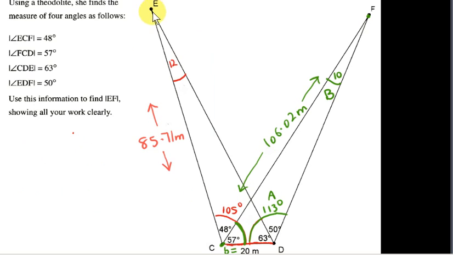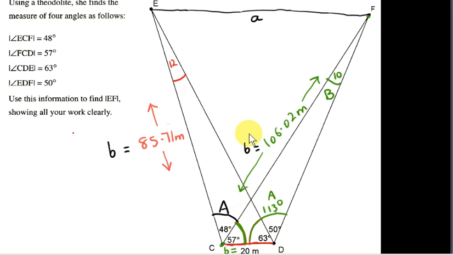Now let's look at the triangle ECF. We're interested in the distance between E and F. So, we're looking for a side. We label it small a. What is the angle opposite small a? It's down here. It's 48 degrees, so we call it capital A. And B and C are two sides of this triangle. So we have two sides and the angle in between, triangle ECF, and we're looking for the third side.